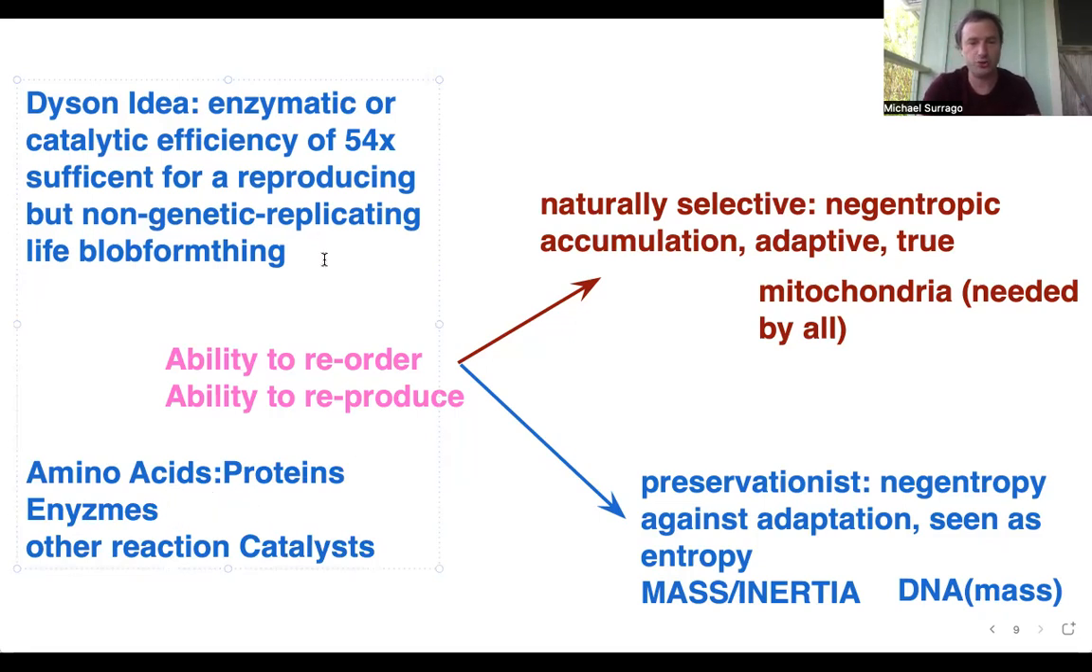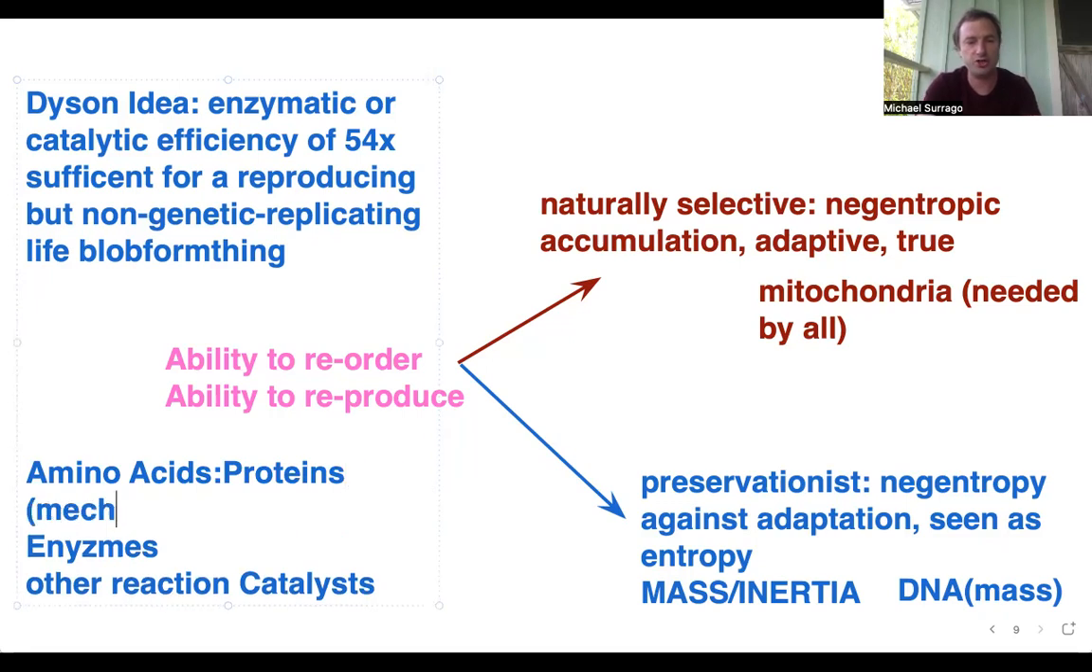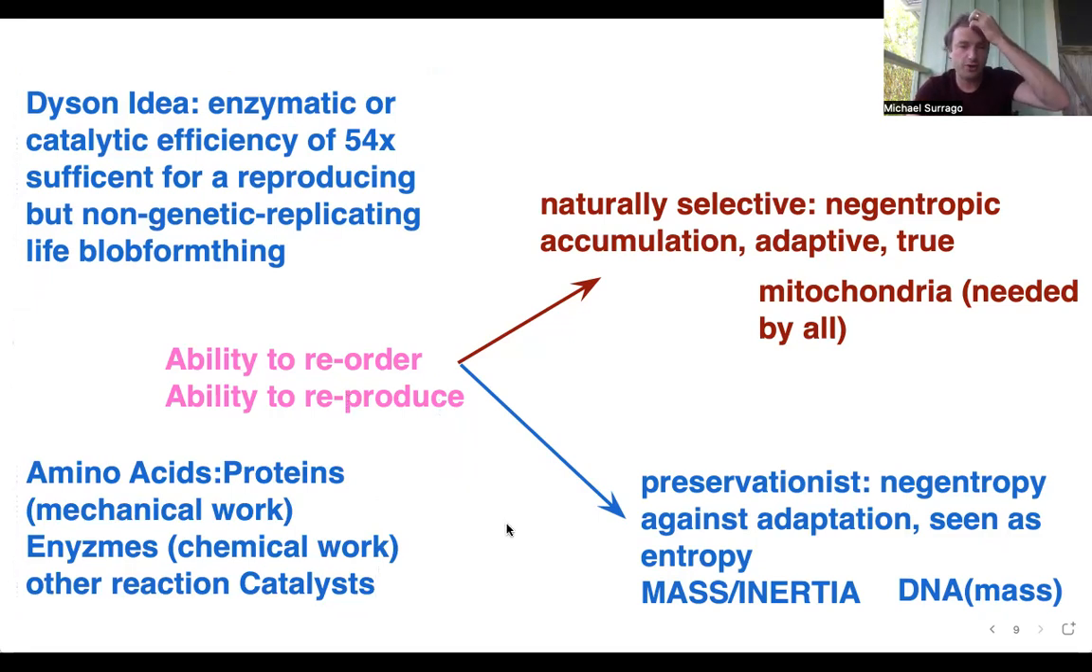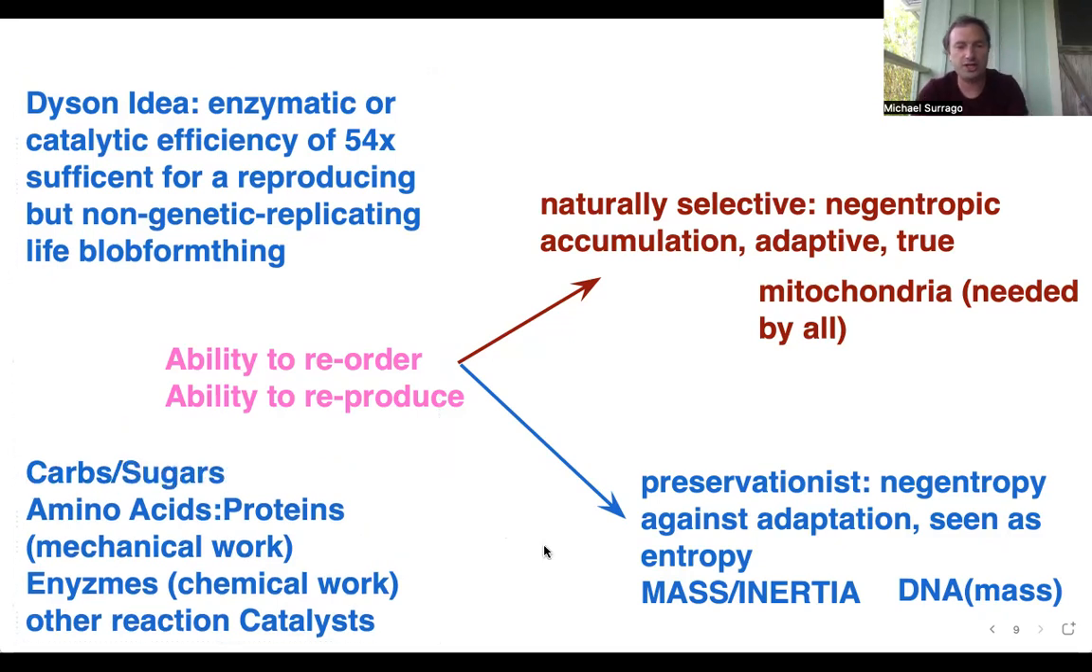The enzymes, by the way, so the proteins do, just so you guys understand this, the proteins do mechanical work. The enzymes are specialized to doing chemical work, as are the other reaction catalysts. The idea here is that these are the components, and then there's also just raw materials. One last thing: let's just say the sugars, carbs, sugars, right?